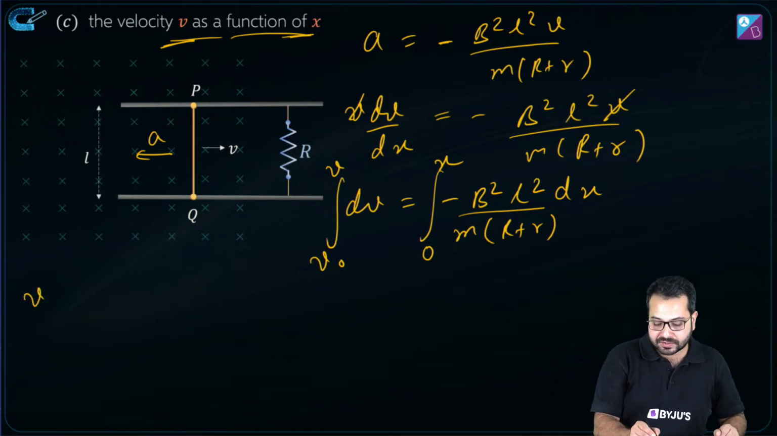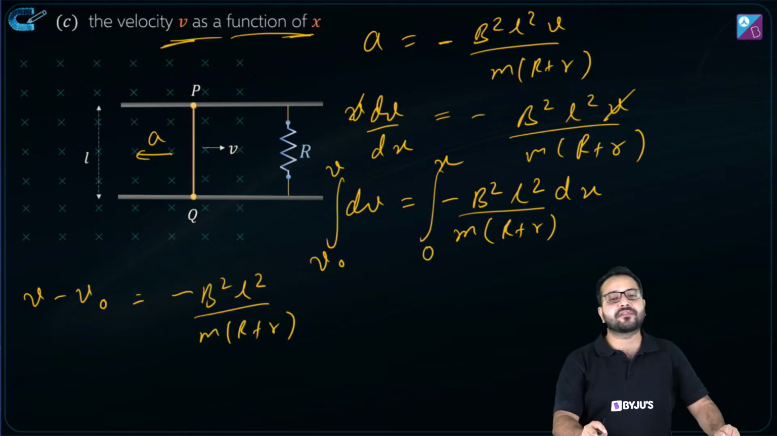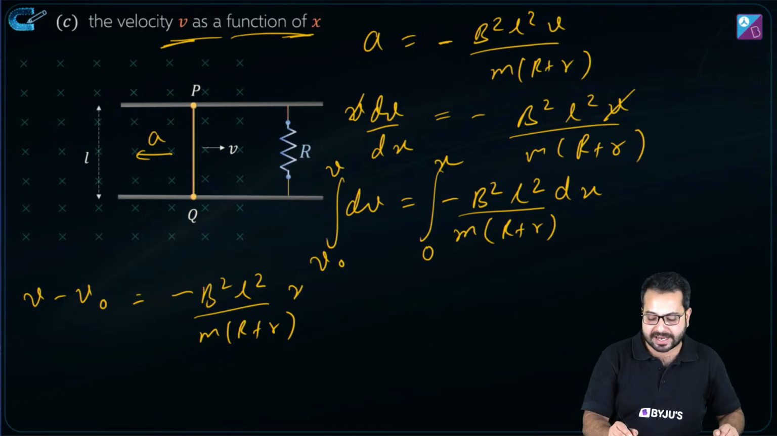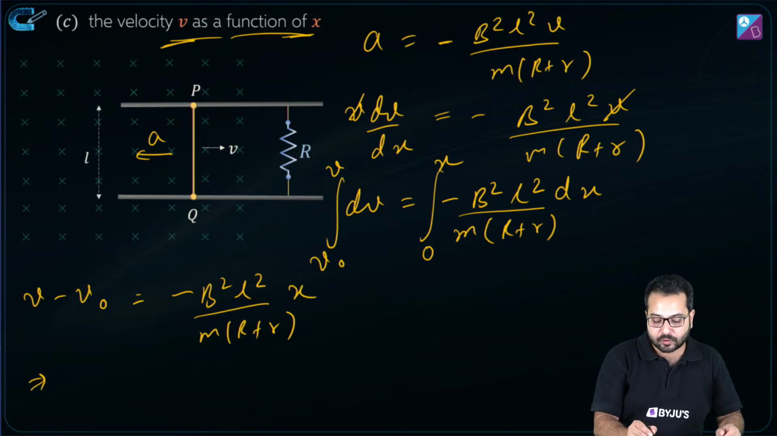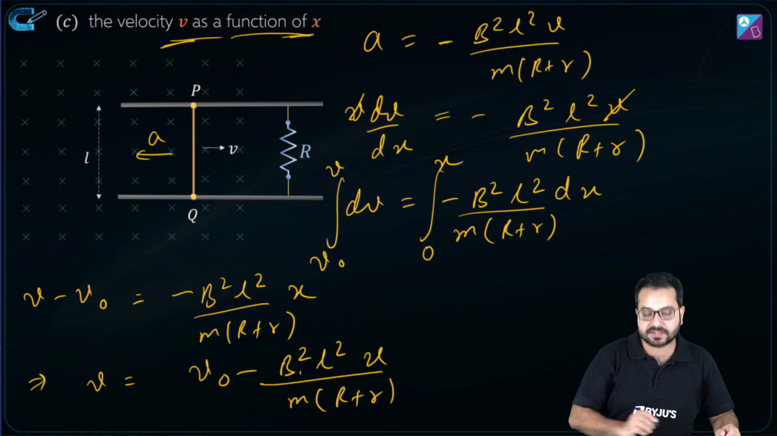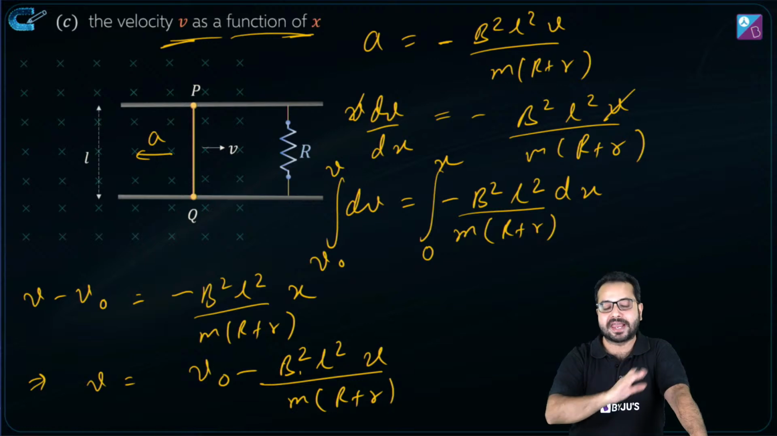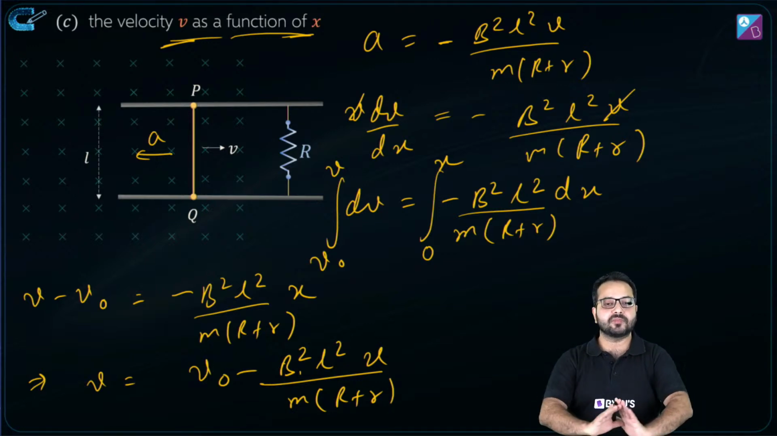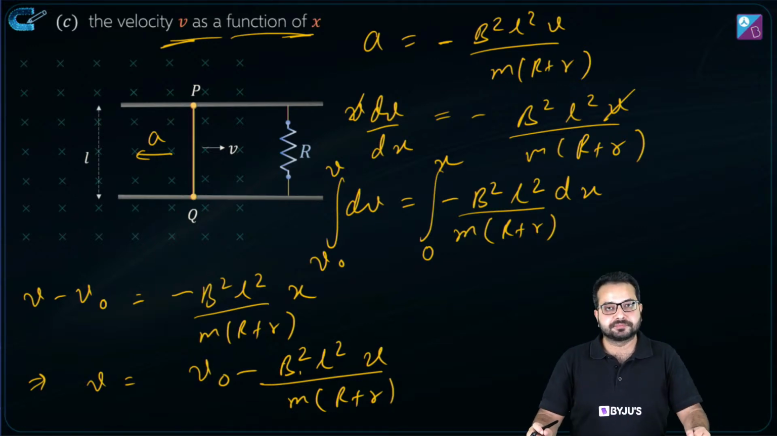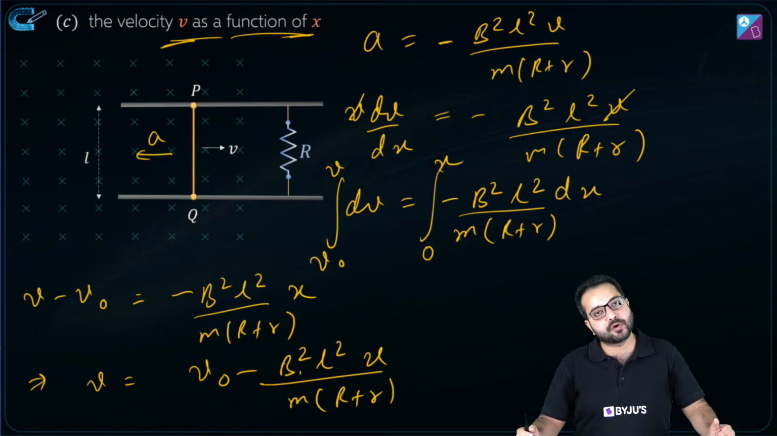Now when we integrate this, this is going to become v minus v0 is equal to minus B square L square upon M capital R plus small r. Everything is a constant. If we integrate dx, we're going to get x after putting the limit. So we are going to get v is equal to v0 minus B square L square x upon M capital R plus small r. Right? So this is going to be the velocity as a function of x. Is that clear? Is this problem clear? If there's anything that you want to ask me, please go ahead and I'm going to answer that.